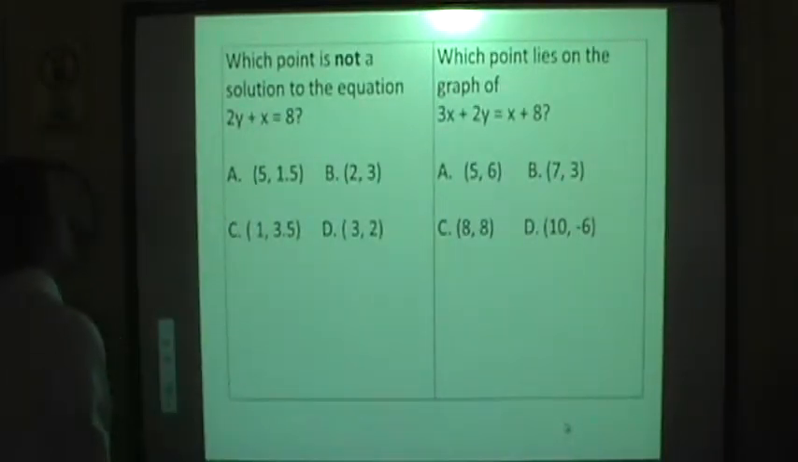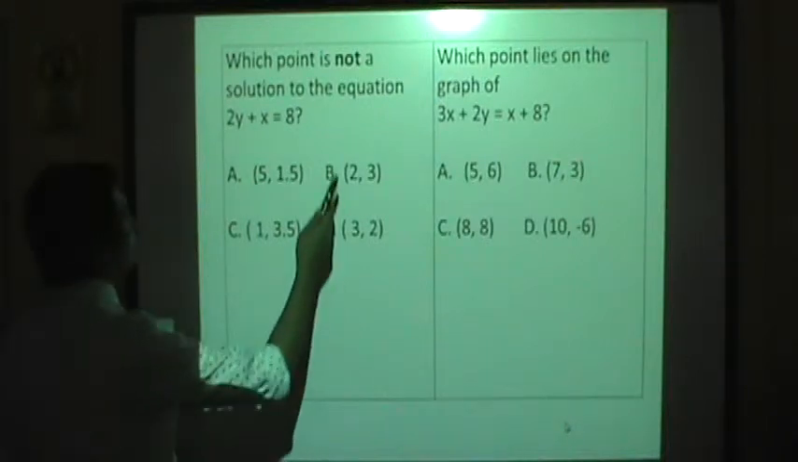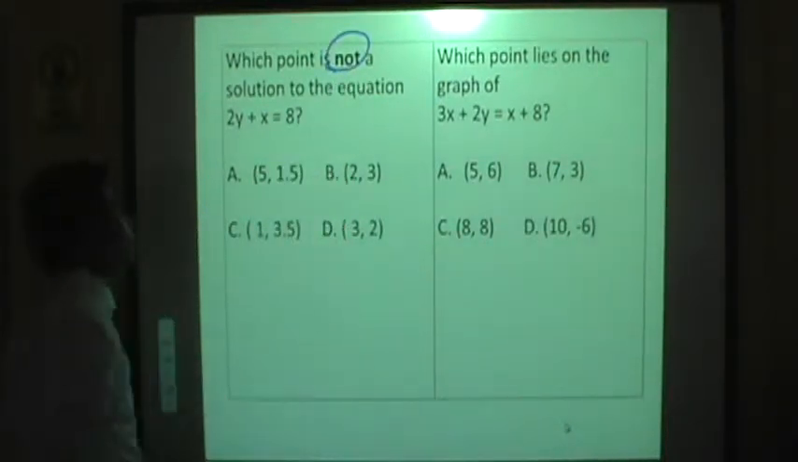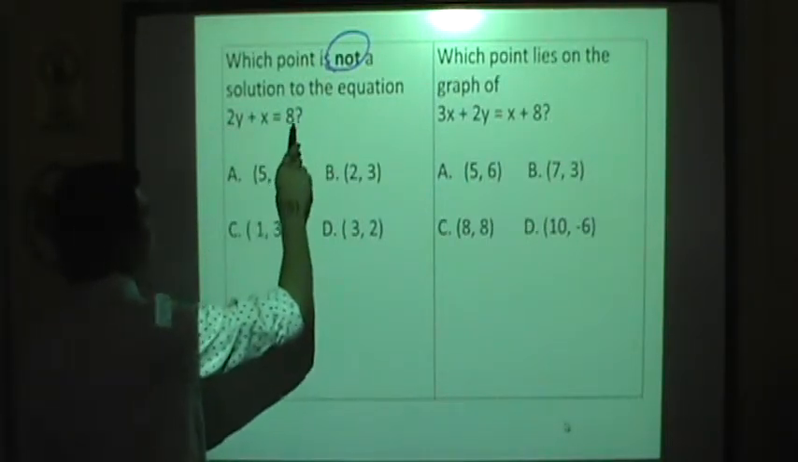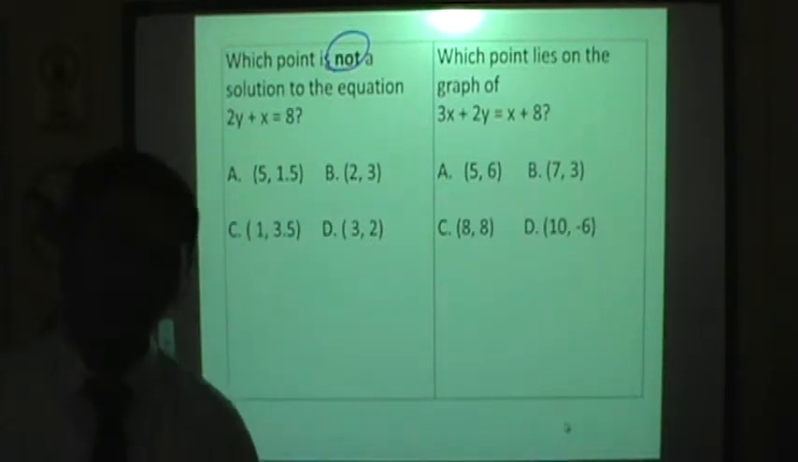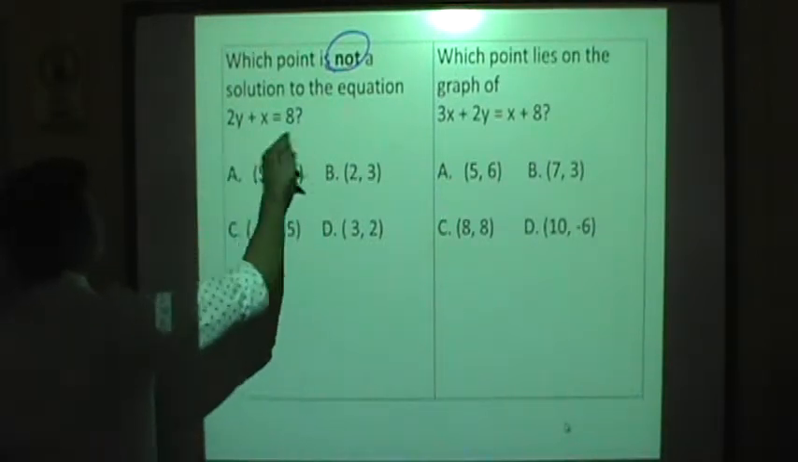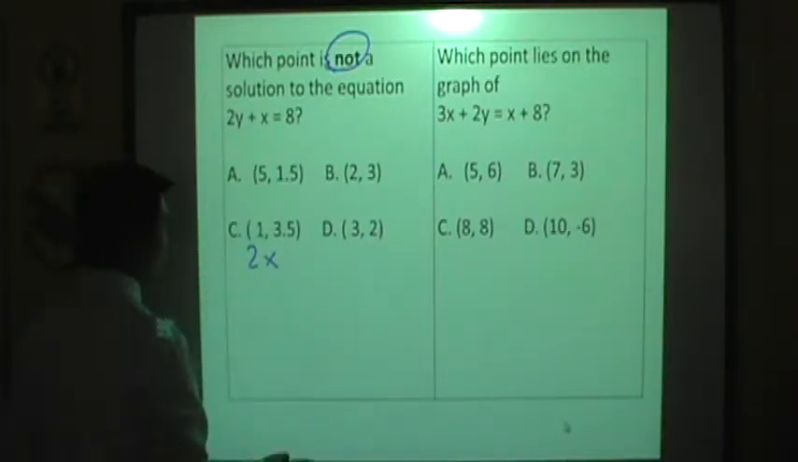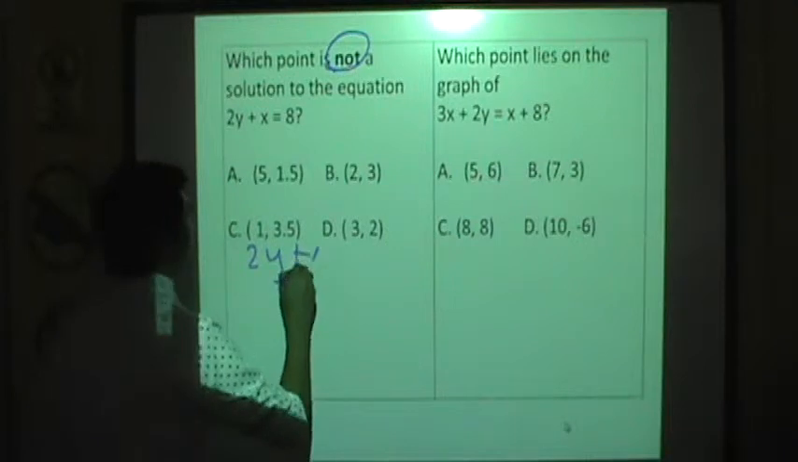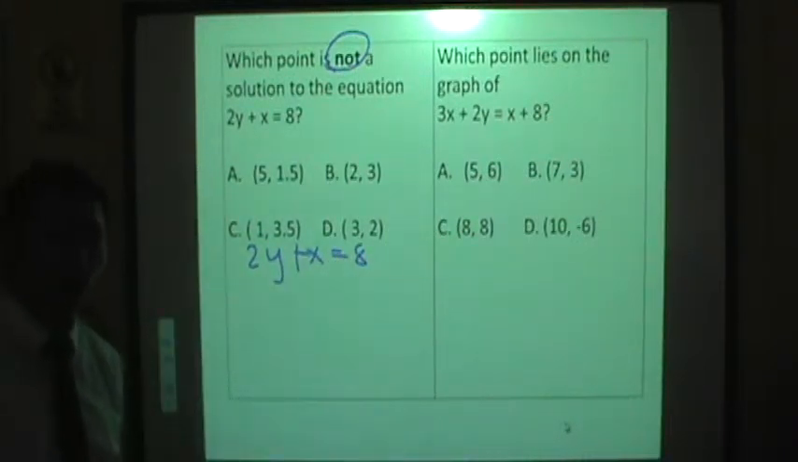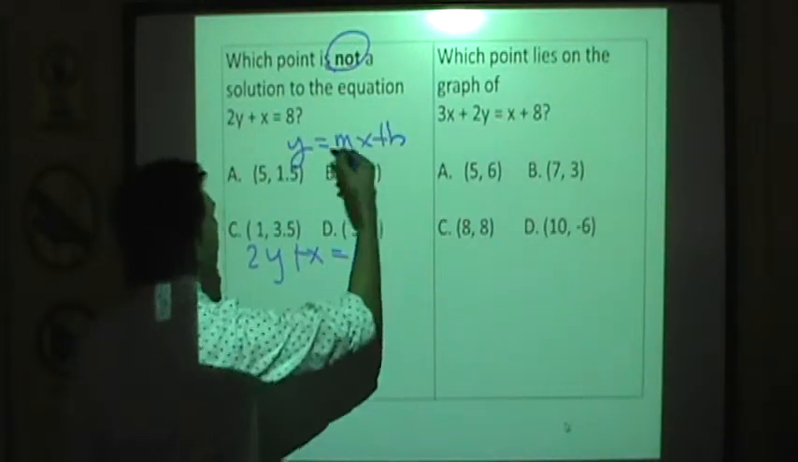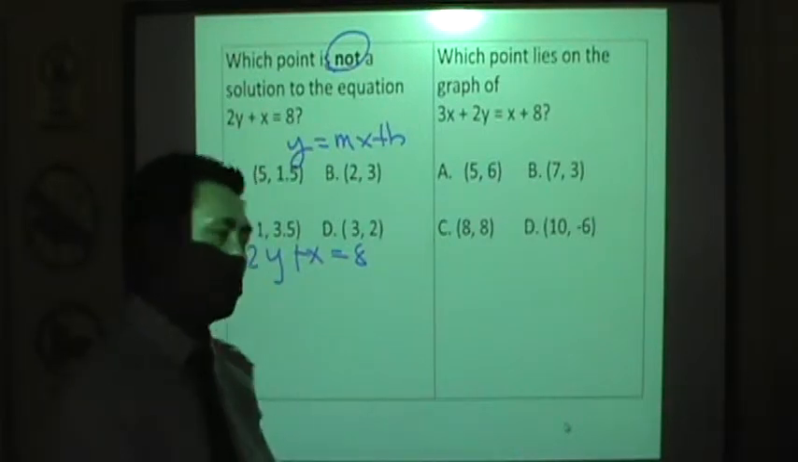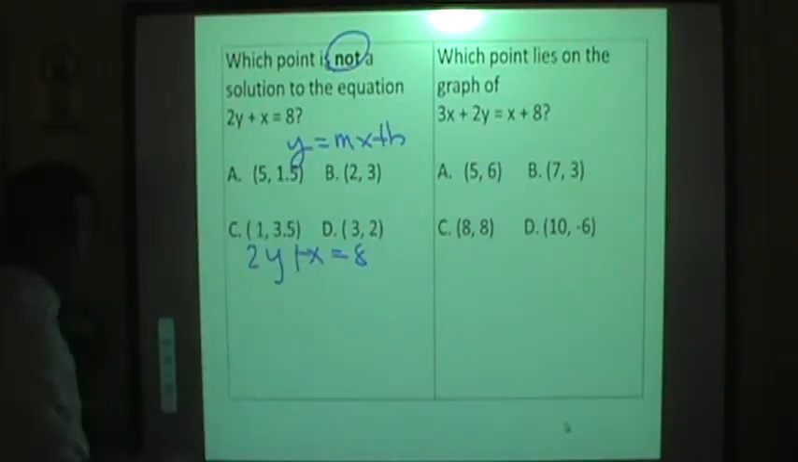Given the equation here, you need to find out which one here is not. We're going to circle the word not because that's the important one here. Which one here is not the solution of the graph. Now, if you want to use your calculator, you just have to make sure that you express 2y plus x equals 8 in slope-intercept form, or y equals mx plus b. So we have to make sure we have y alone, so we can use the graph, the calculator, to find out which ones here is not a point on the line.